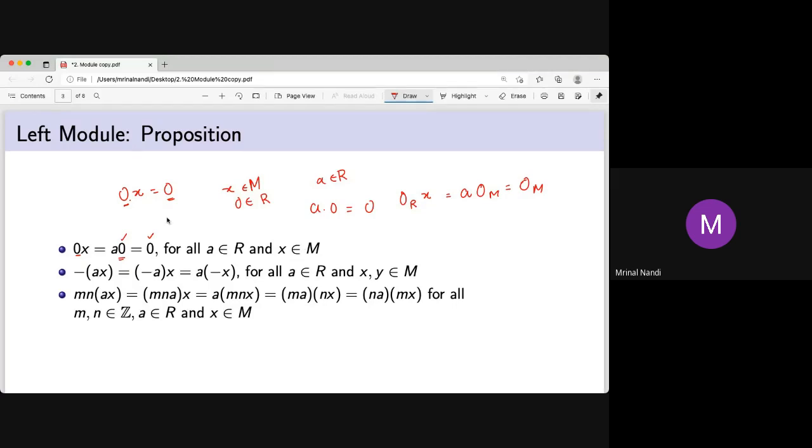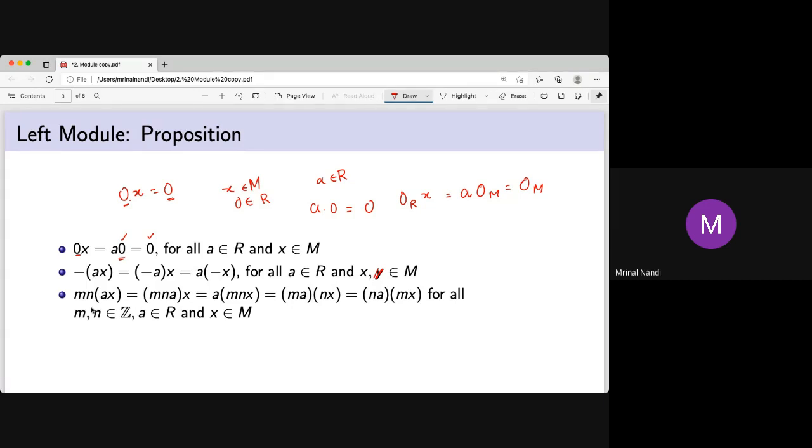So you can easily prove that, as in a vector space proof. It is an easy homework. And in a ring also, we know 0 into a equals 0, so it is the same proof. A similar proof holds in a ring: minus a into x equals minus (a into x) equals a into minus x, for all a belongs to R and x belongs to M. Here just x belongs to M, so there is no y. Again the proof is very easy. In ring theory, you know how to prove this.